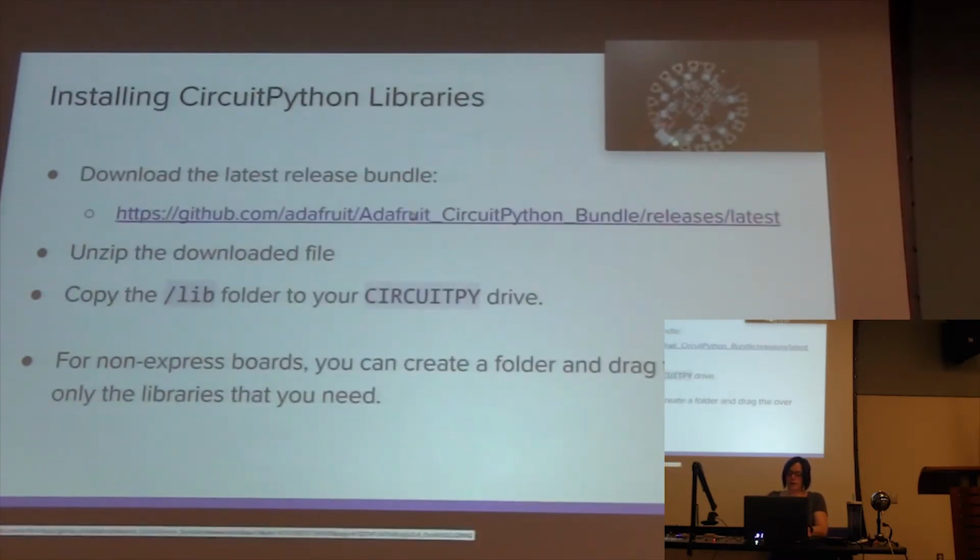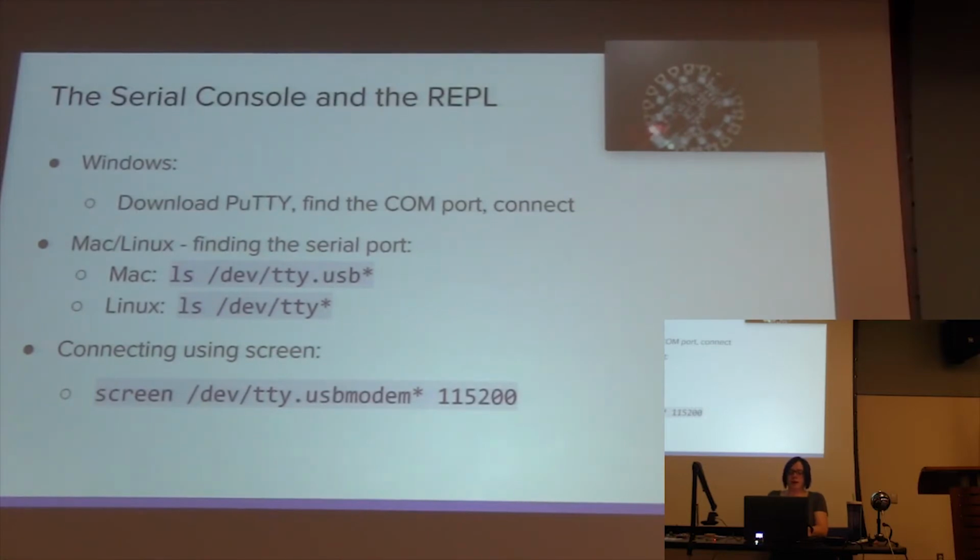I will not be demonstrating how to do it on Windows, as I don't have Windows. But you download PuTTY, you find your COM port in your device manager, and then connect using PuTTY with the serial console information. For Mac and Linux, to find your serial port, these two things will show you. The Linux version usually ends up being TTY, like ACM 0. The Mac version is TTY.USB modem, and then a long number or a short number, depending on what it's feeling like that day.